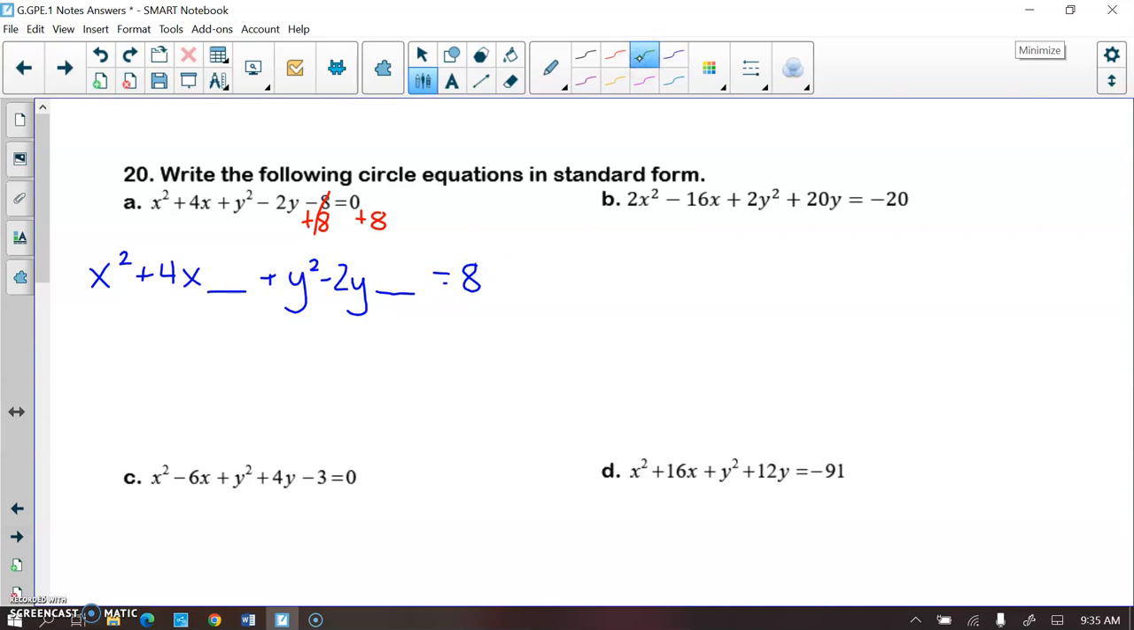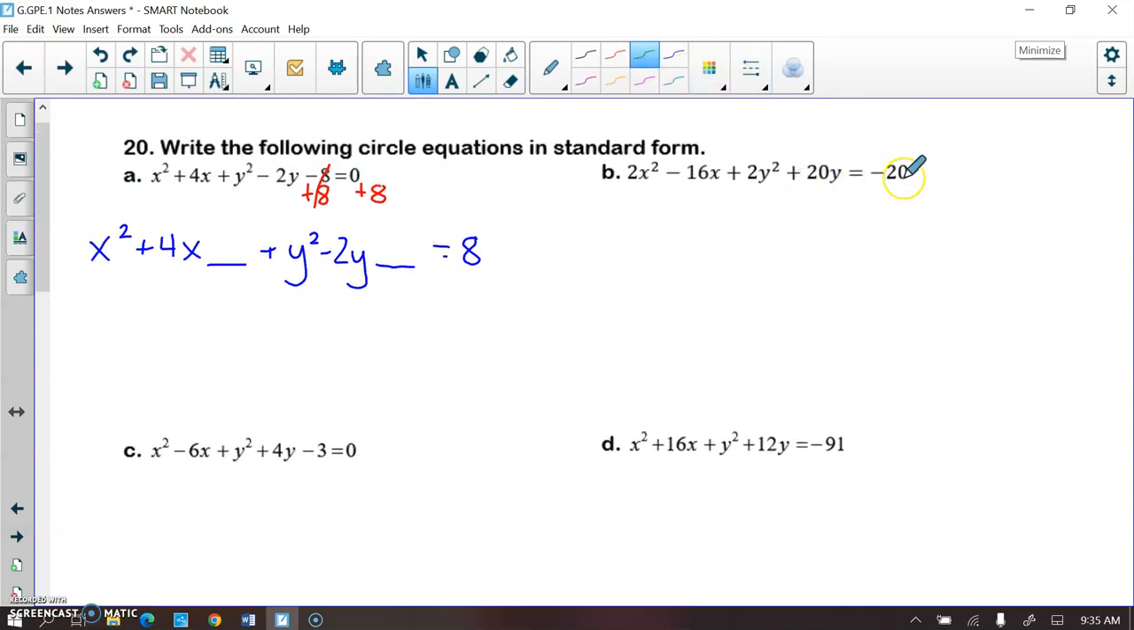Now for the x part and the y part, we do need to create two perfect square trinomials. So for the x part, I take my b value of 4, I divide by 2, and I square that number. 4 divided by 2 is 2. 2 squared is 4. And I add that to both sides.